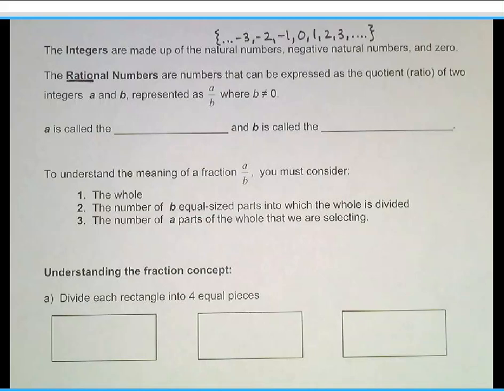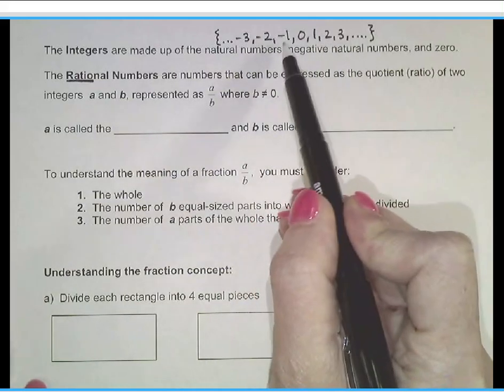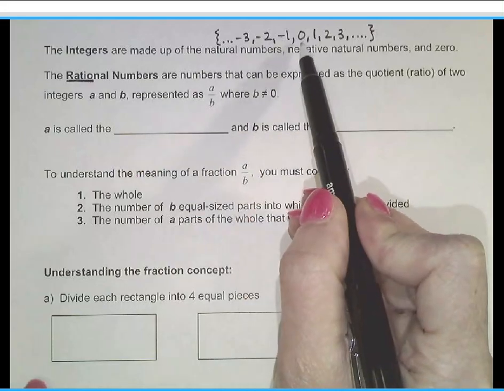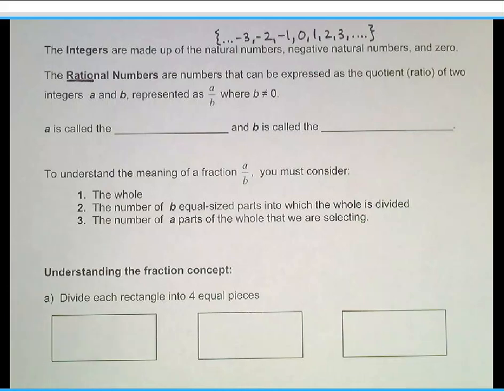So we're going to review the integers real quick before we talk about the rational numbers. So the integers, if you will recall, is this set of numbers. It's the natural numbers, the negative natural numbers, and then 0. Or you could say it's the positive and negative whole numbers if you want to think of it that way. No decimals or fractions though.